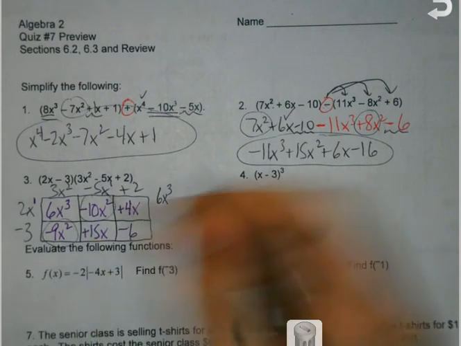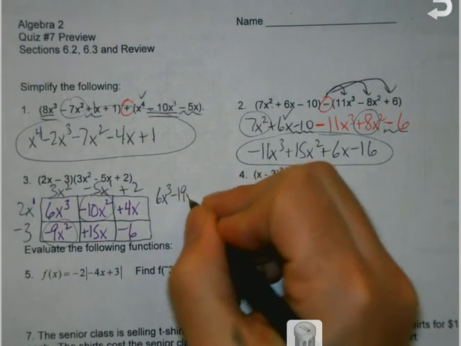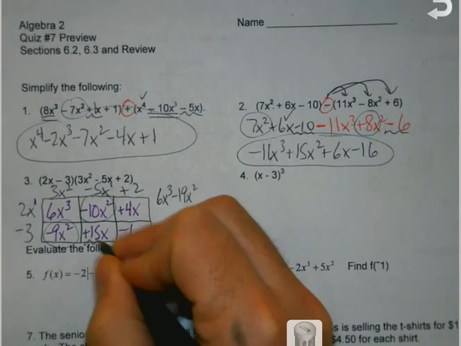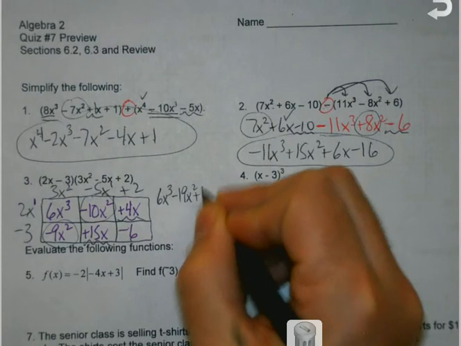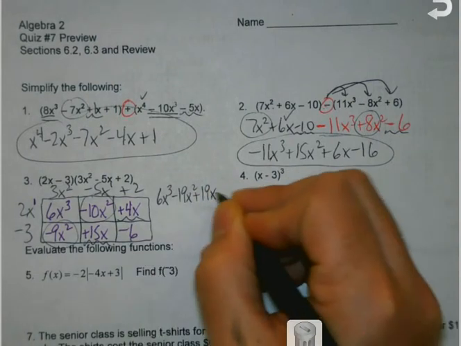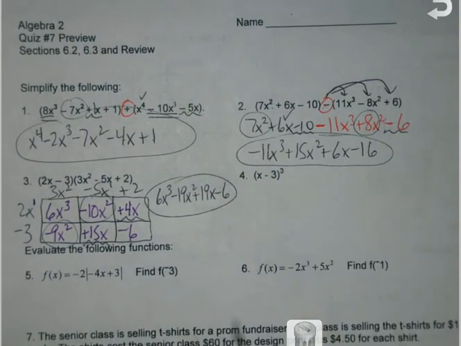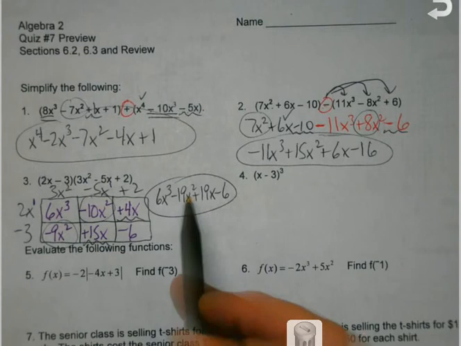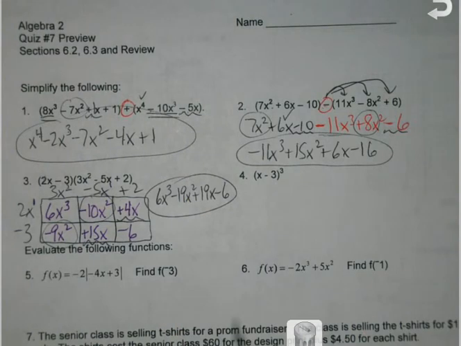My x squareds are nice and lined up for me, as are my x's and my minus 6. Okay? Multiply to fill the box, or distribute, whichever way you're doing it, but then you're just combining like terms. Notice I didn't add those up and call it x to the 4th or something like that.